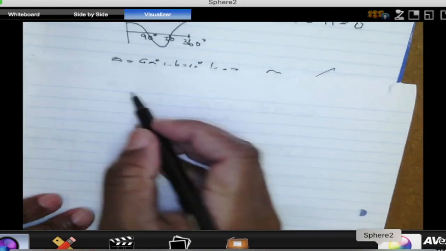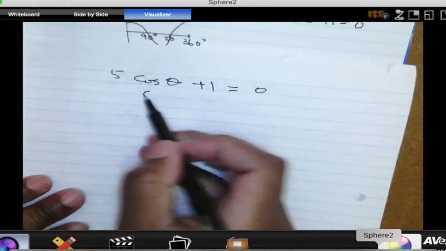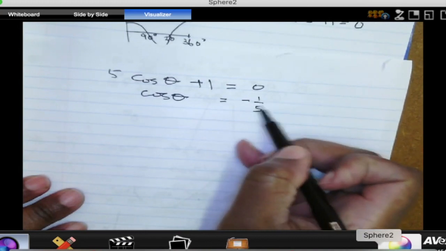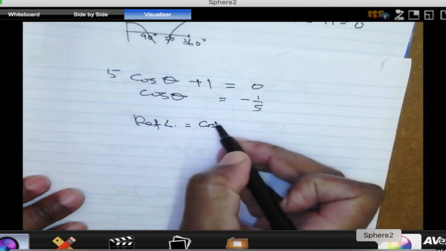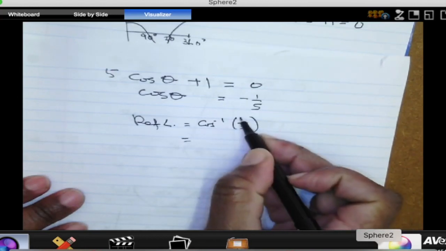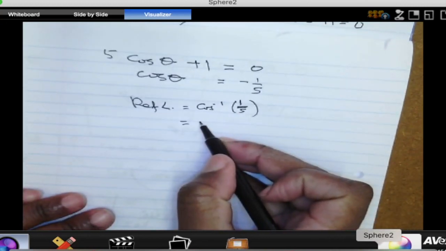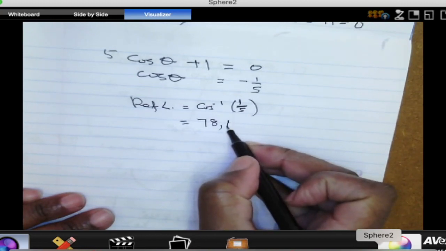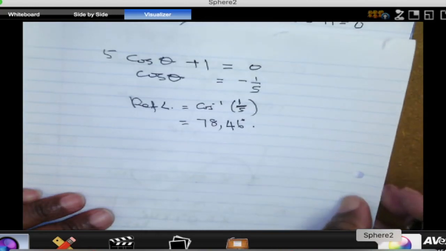The other equation is 5 cosine of theta plus 1 is equal to 0. So let's make cosine of theta the subject. So cosine of theta should become negative 1 over 5. What is the reference angle? Sorry, a reference angle should be acute. 78, yeah, let's make it 2 decimals. 78.46 degrees. Remember, the reference angle should be positive, so ignore the minus sign for now.